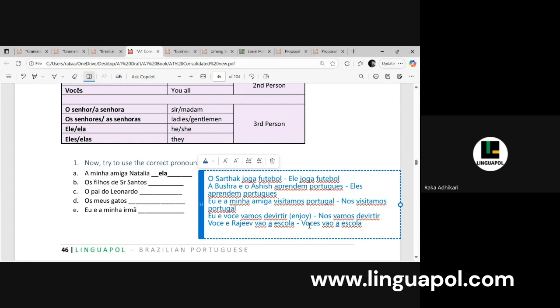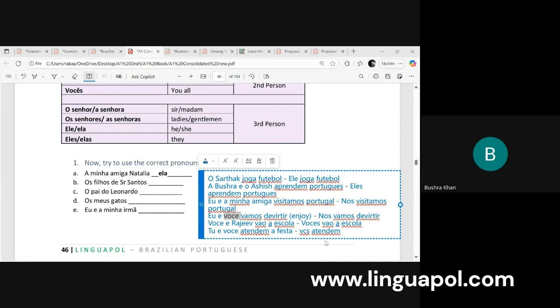Okay. If I say "tu e você atendem a festa", how will I replace tu e você? Vocês. Okay? Vocês atendem a festa. So this is the way we replace the nouns, or sometimes we replace two pronouns and make it into one pronoun. Yes, Bushra?